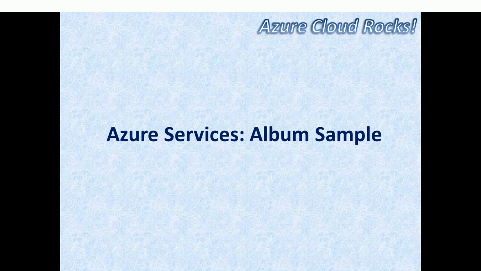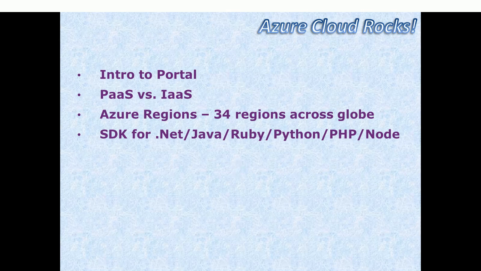Today we will walk you through an album sample use case along with certain Azure services which are needed for creating such a sample. Before delving into this real use case of an album wherein we will try to upload some photos and see the thumbnails, we will have a brief look into the Azure portal, and we will get to know certain terminologies such as PaaS, platform as a service, then IaaS, infrastructure as a service. And we will see what the different Azure regions across the globe are, and we will see SDKs for different programming languages. Let me switch on to the browser to show you the portal.